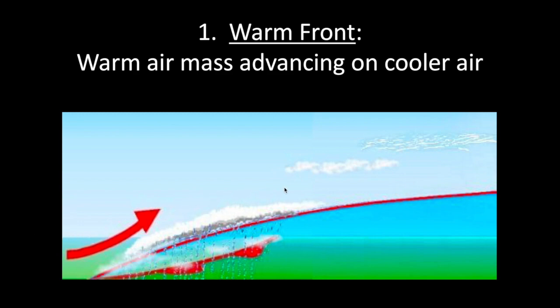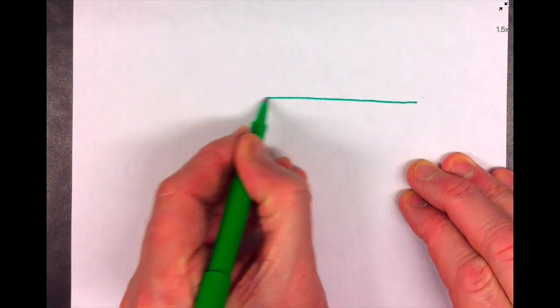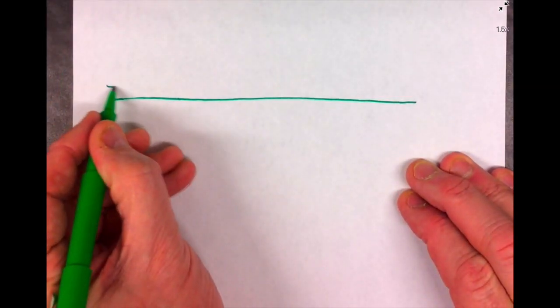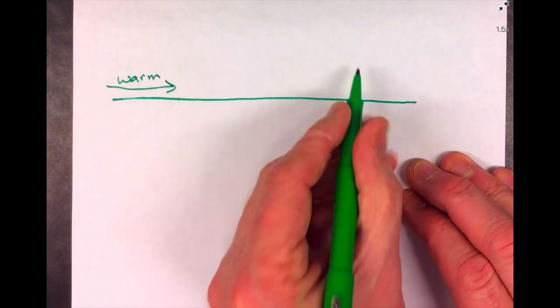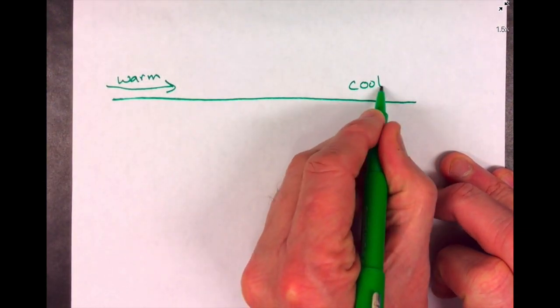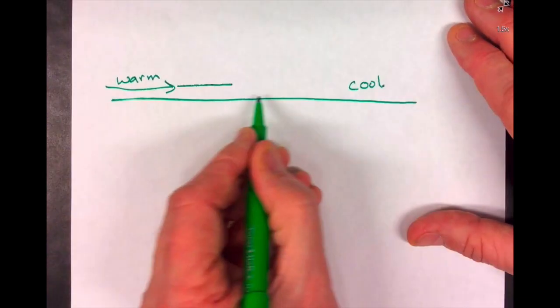Okay, get your pen, paper and pencil out. You should have that written down. Let's draw a picture. Okay, the first one here is a warm front. And what a warm front is, you got to draw what I draw. So here's the ground, and here's warm air, okay? The warm air, and here's the cooler air. And this one is advancing. The warm air is advancing over the colder air.